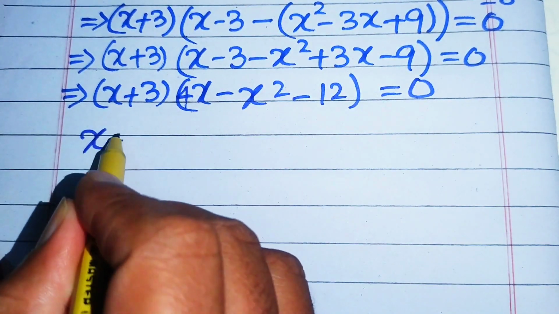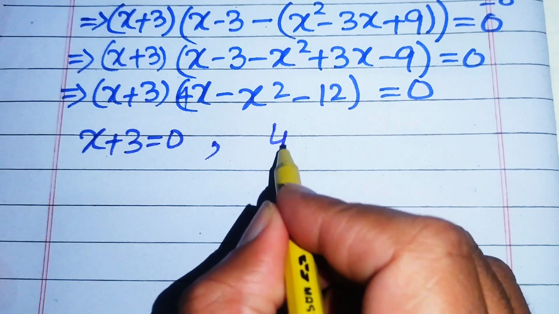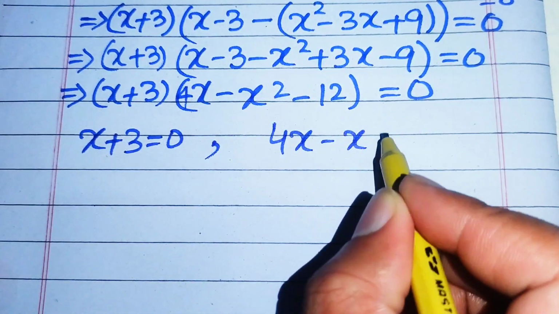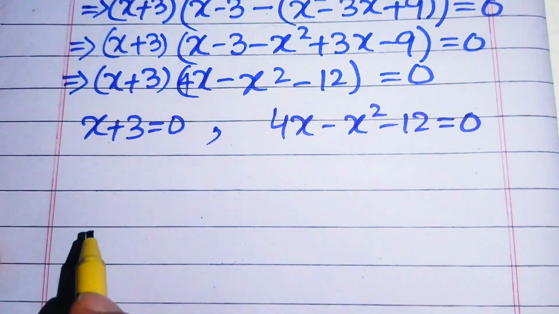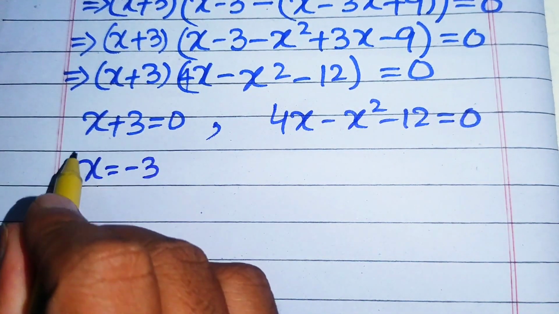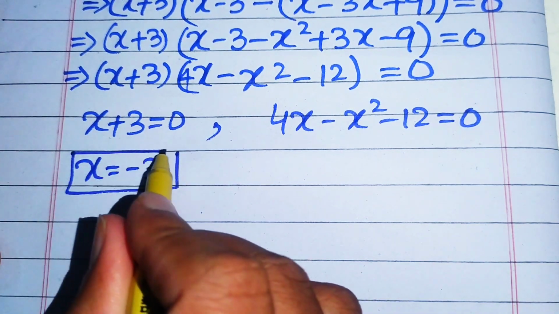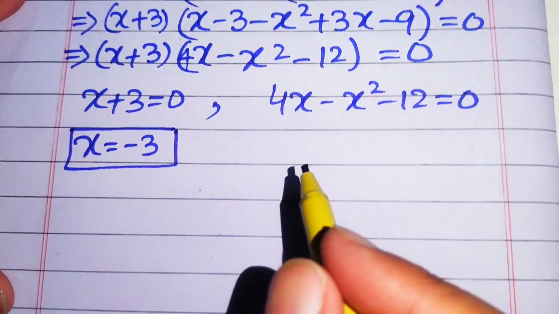So our first case is we write x plus 3 equals to 0, and the second case is we write 4x minus x square minus 12 equals to 0. So in this case we easily get the value of x equals to minus 3. So this is the first real root of the given equation, and now in order to find the other roots we need to solve this quadratic equation.